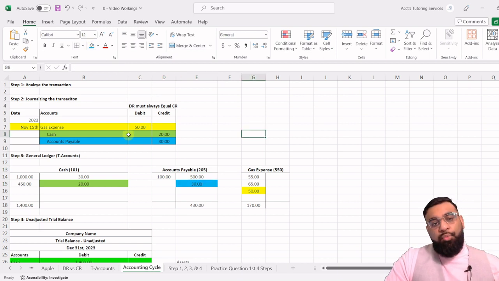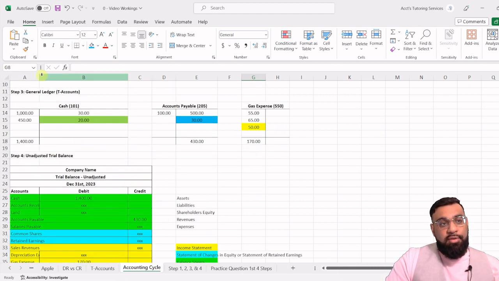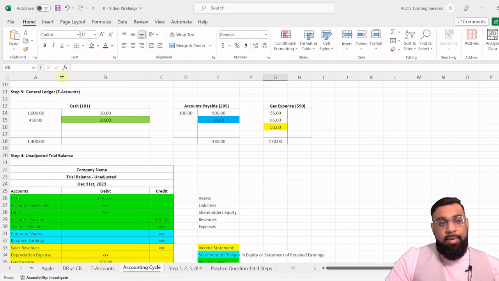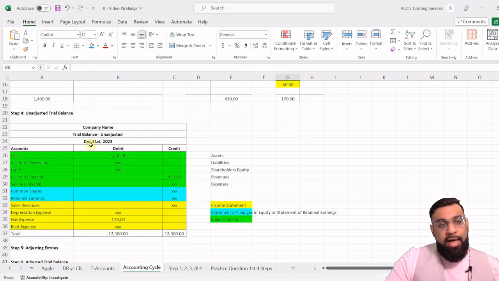So right now I'm just briefly introducing the accounting cycle, but in future videos, I'm going to dive into this in much more detail and kind of tackle each step in much more detail. So once we're done with the T accounts, then we're going to prepare the adjusted trial balance. All the adjusted trial balance is, first of all, it's not a form of financial statements because we've got 4 financial statements. We have the income statement, the statement of changes in equity or the statement of retained earnings, the balance sheet, and the statement of cash flows.